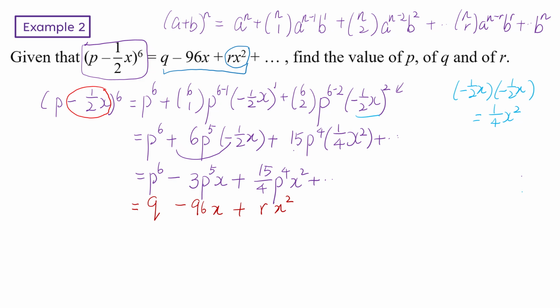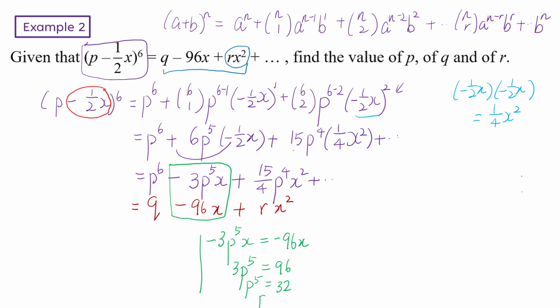So from here, we can do some comparison. We will get negative 3p to the power 5 x equals negative 96x. You can divide by x on both sides, and divide by negative also on both sides. You will have 3p to the power 5 equals 96. p to the power 5 is 96 divided by 3, that gives you 32. And therefore, p is the fifth root of 32, which is 2. That means 2 to the power 5 gives you 32.